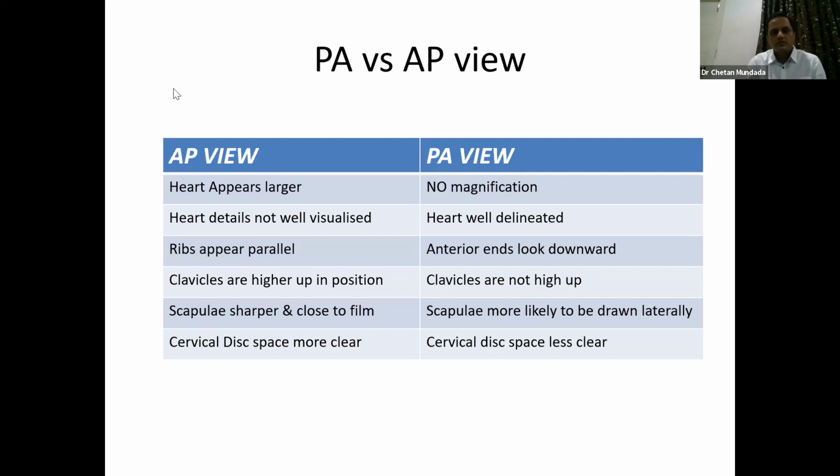And the ribs appear parallel. In the PA view, the anterior ends will look downwards, and the clavicles are higher up in position in AP view and are normal in the PA view. In AP view, we see the scapulae sharper and close to the film, and in PA view they are more likely to be drawn laterally so that they don't interfere with your lung shadow interpretation. The cervical disc space is more clear in AP view. In PA view, it is less clear. So these are some differences in PA versus AP view.